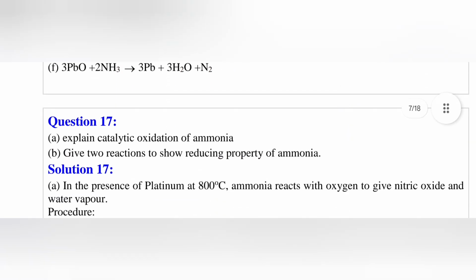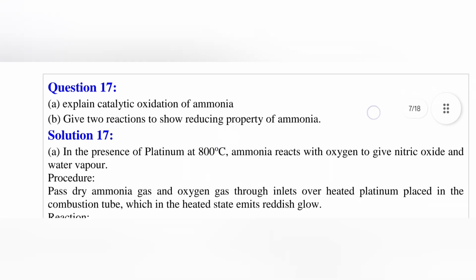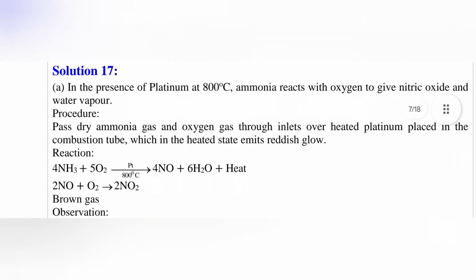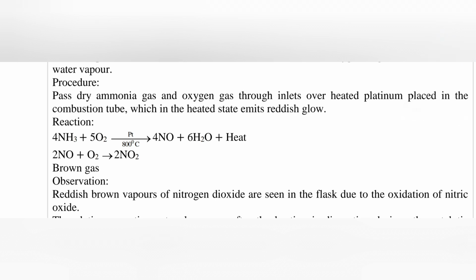Question number 17. Explain catalytic oxidation of ammonia in the presence of a platinum catalyst. On heating at around 800 degrees Celsius, it gives nitric oxide. I have discussed this equation in the previous question. NO2 is a brown colored gas.